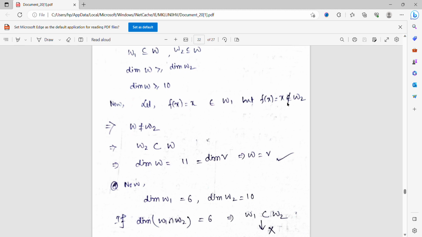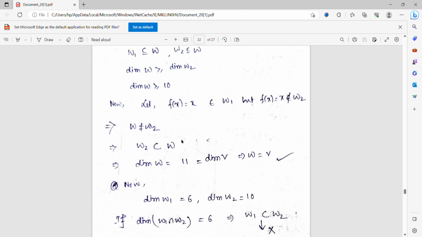Since W is the smallest subspace containing W1 and W2, definitely W is not equal to W2. Because W must contain W1 also, W cannot be W2, since f(x) = x must be inside W, but f(x) = x is not inside W2. So W2 is a proper subspace of W.